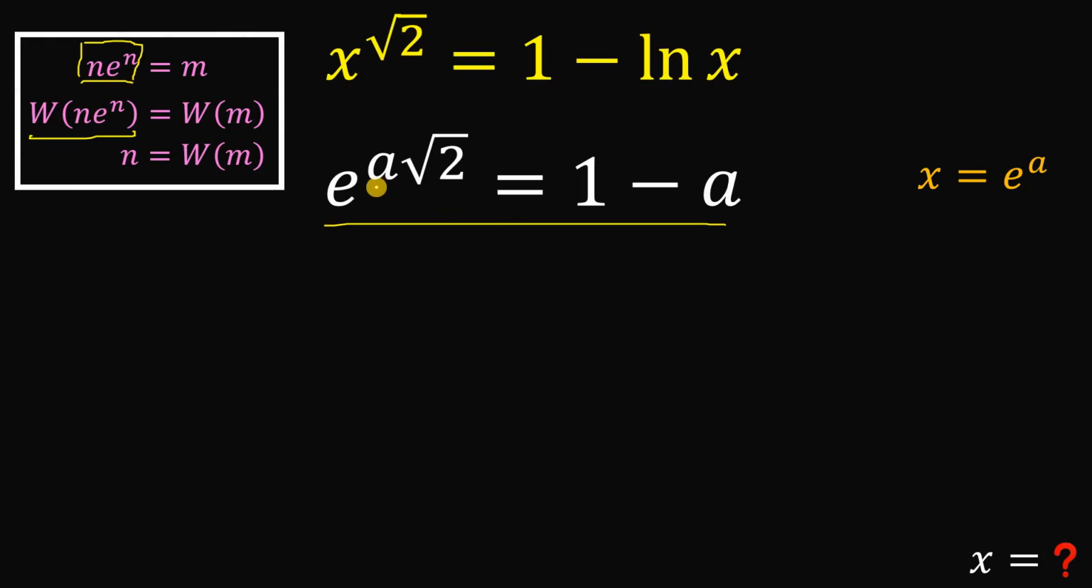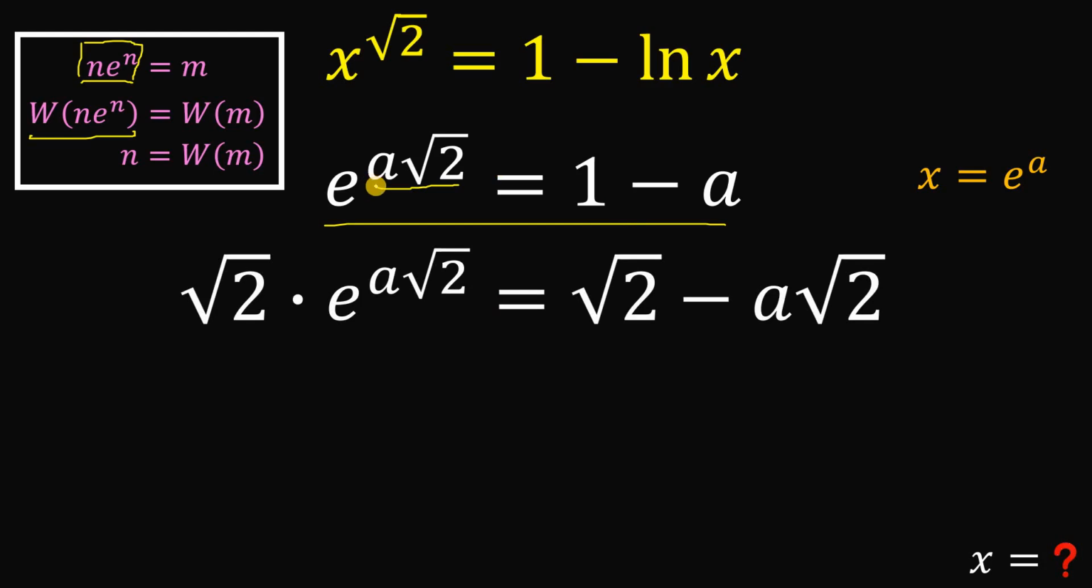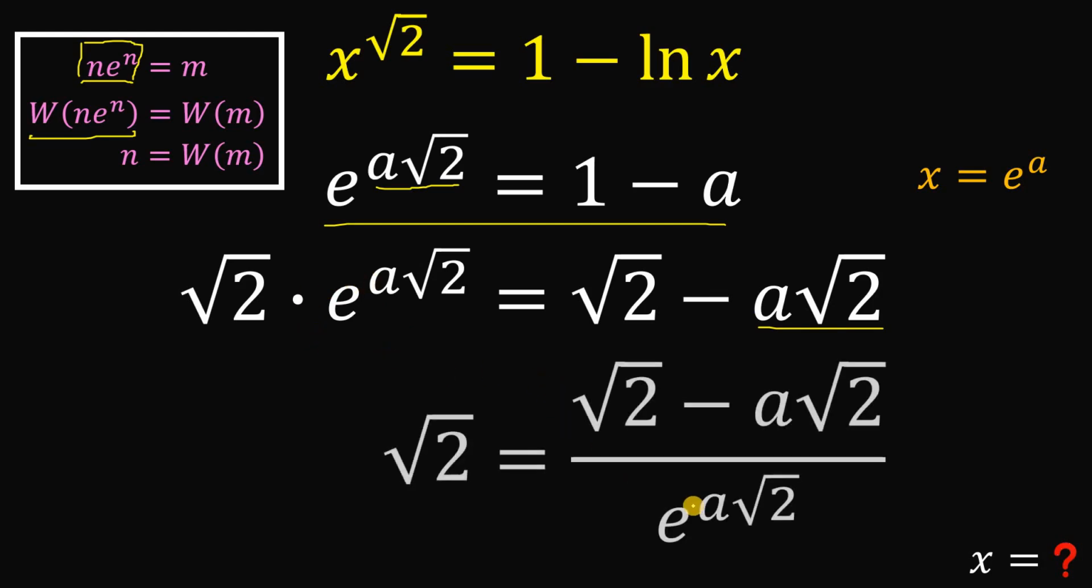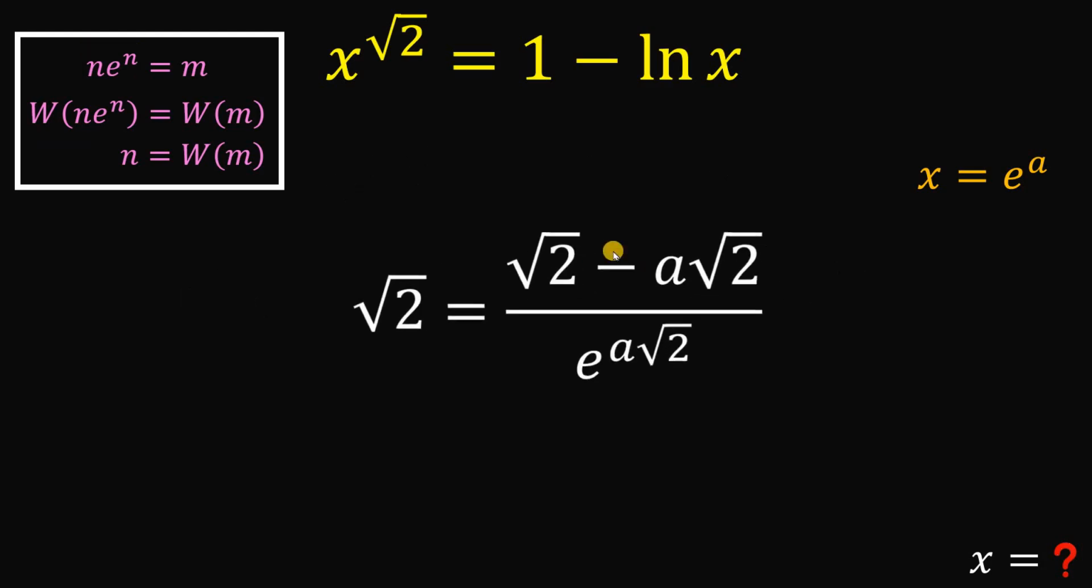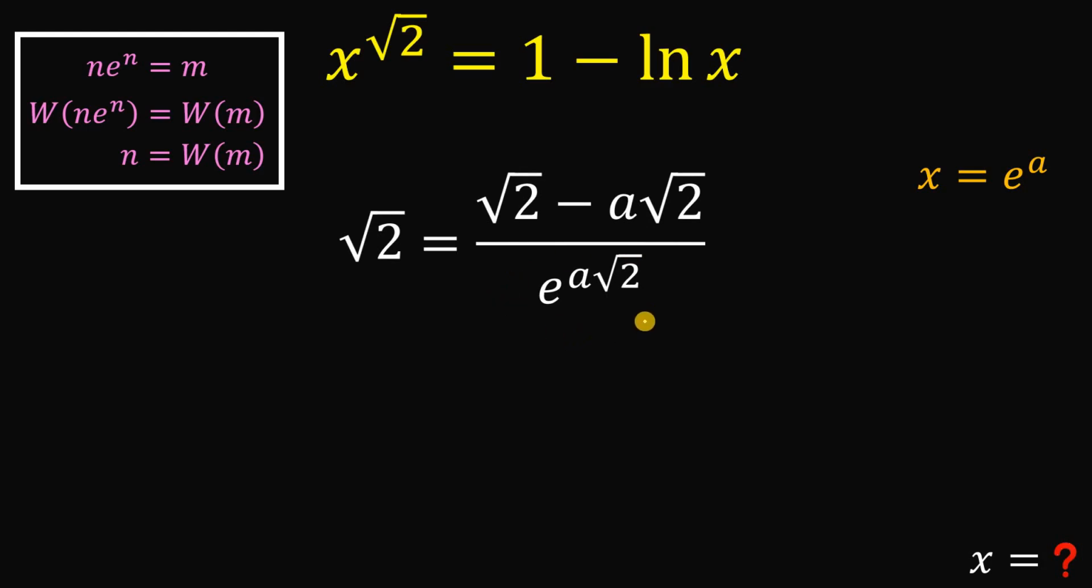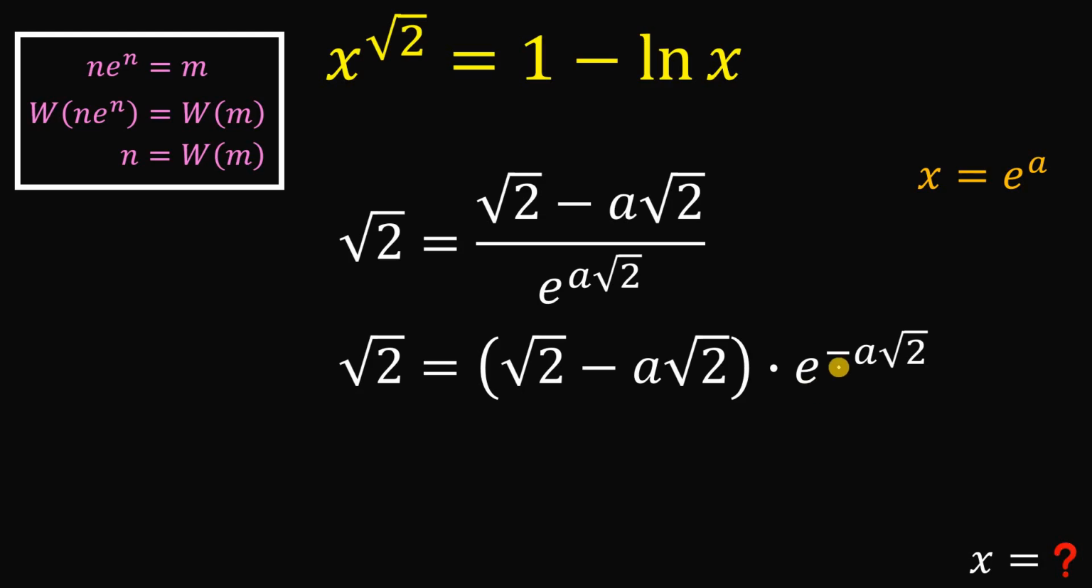But before that, take note that we have here a times square root of 2. So our first step is to multiply both sides by square root of 2. The reason is that we have a times square root of 2 on the right-hand side of our equation. But this is negative and this exponent is positive. So we divide both sides by e raised to the power of a times square root of 2. Take note, when we take the reciprocal of this expression, we have a negative exponent. So we can rewrite this as e raised to the power of negative a times square root of 2.